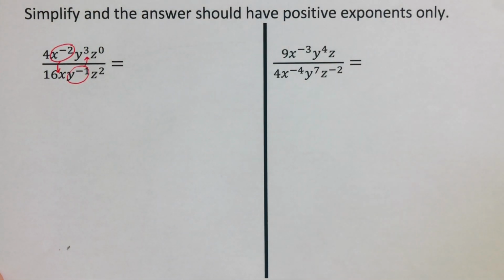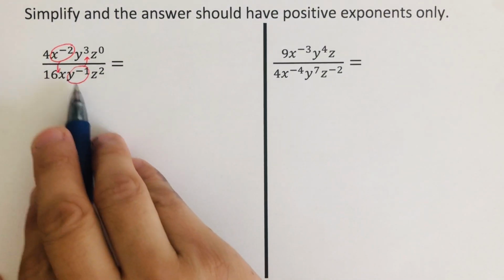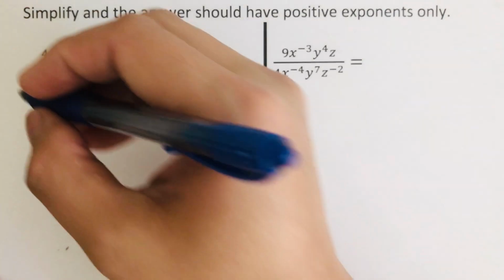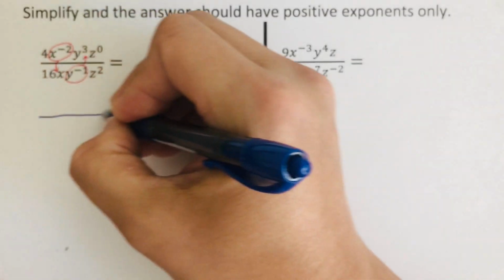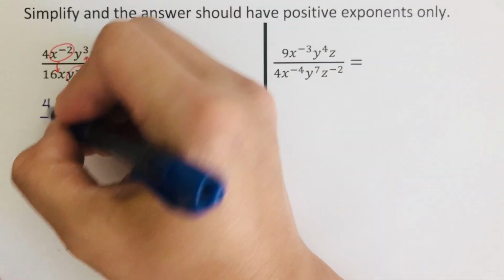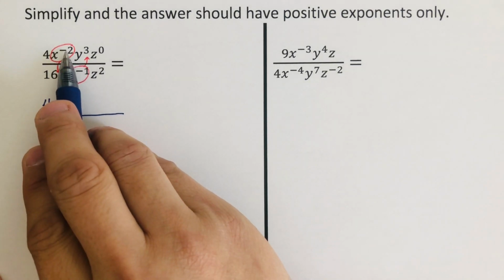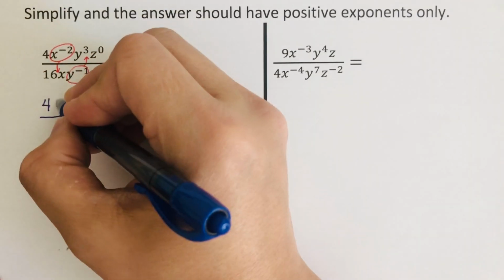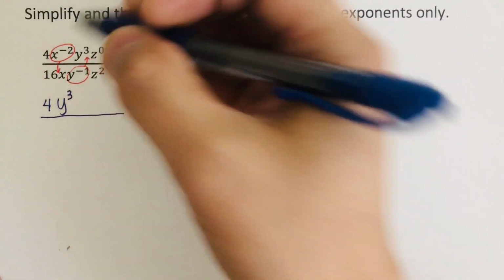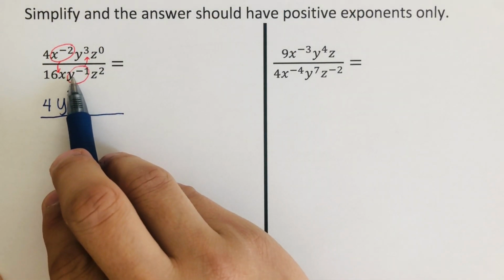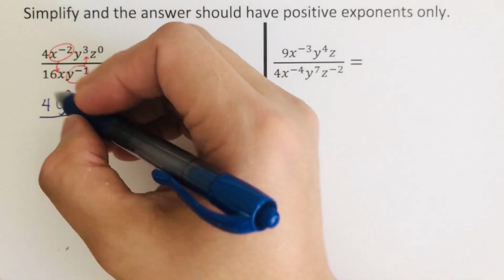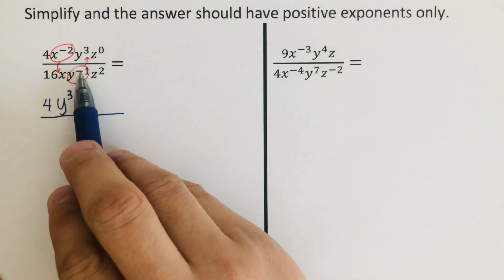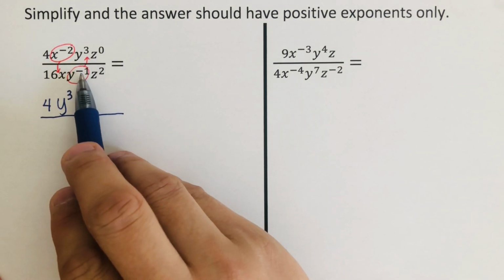So in this problem right here, once we moved these two, since these are the only ones that are negative, the rest will stay where they are. So I'm just going to rewrite it. So that's 4. This x to the negative 2 is going to go down, so it's gone. We're not going to write it. Y to the third is the one that's on top. And then remember, we move this y to the negative 1 right there. So that would come out y to the positive 1. Because again, once we move it, it will switch its sign.